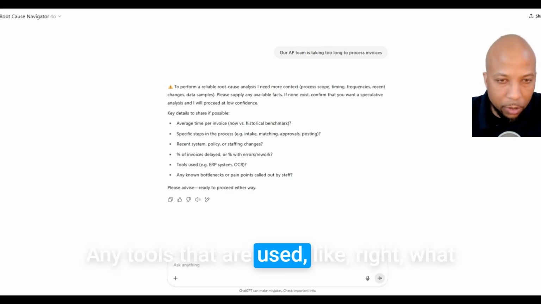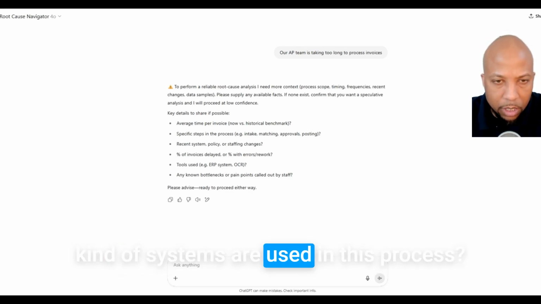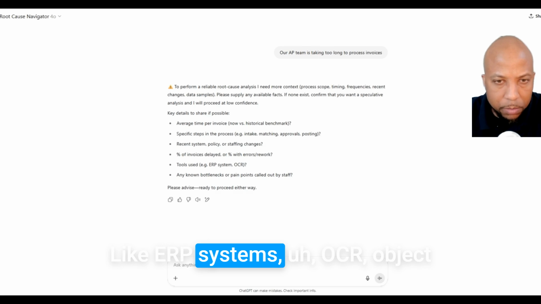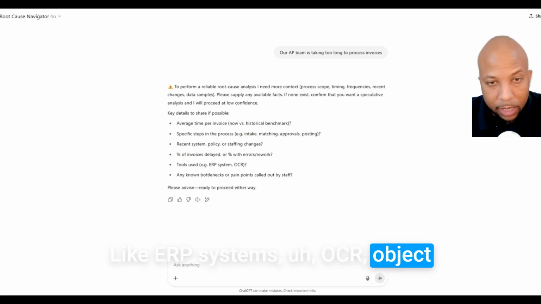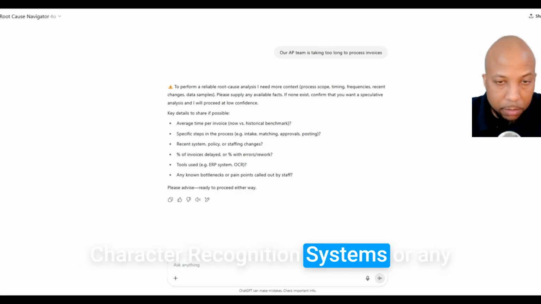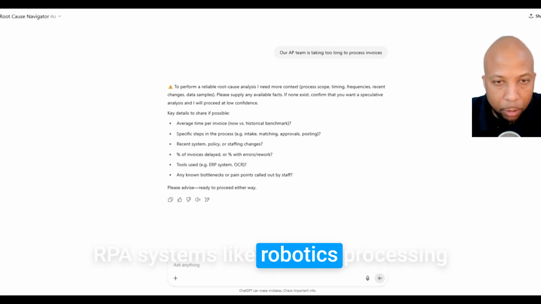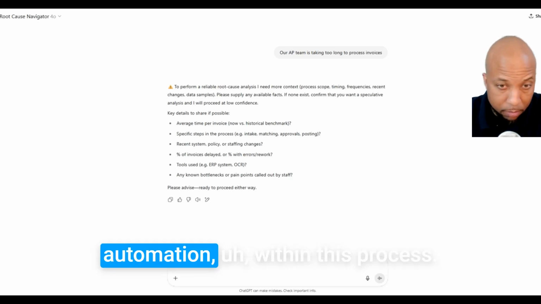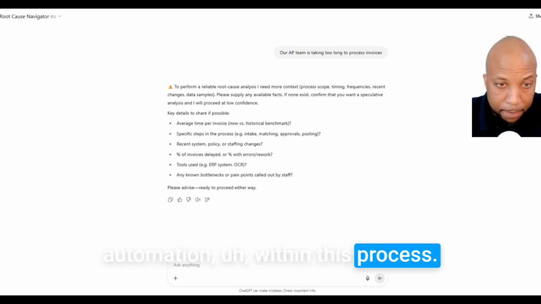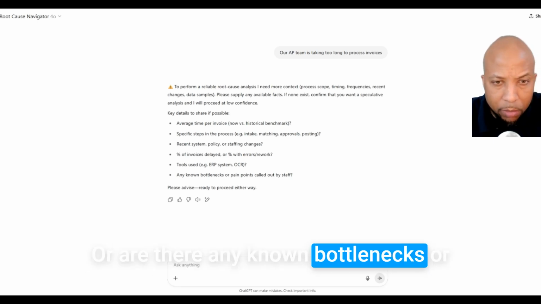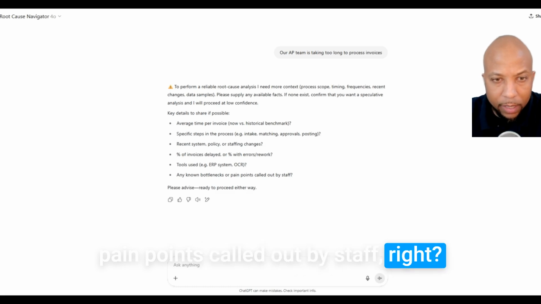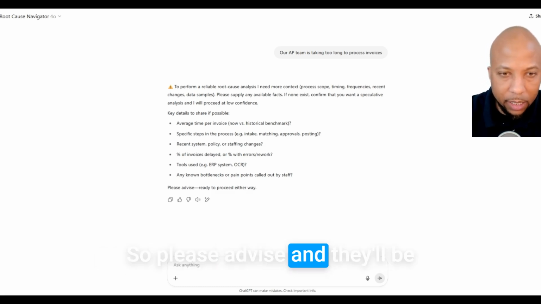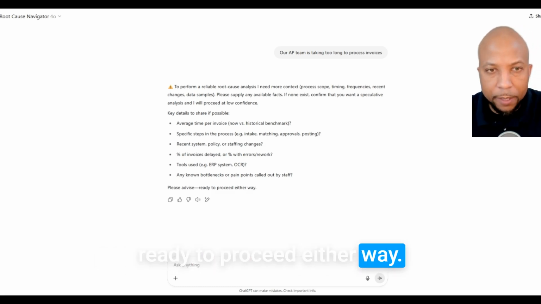Any tools that are used? What kind of systems are used in this process, like ERP systems, OCR, optical character recognition systems, or any RPA systems, like robotic process automation? Are there any known bottlenecks or pain points called out by staff? So please advise, and they'll be ready to proceed either way.